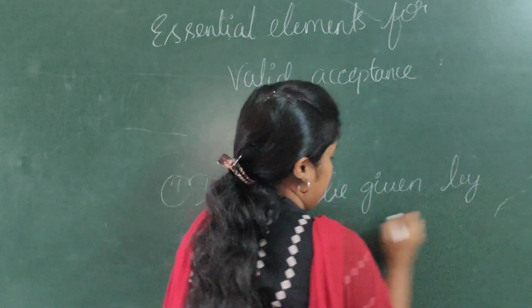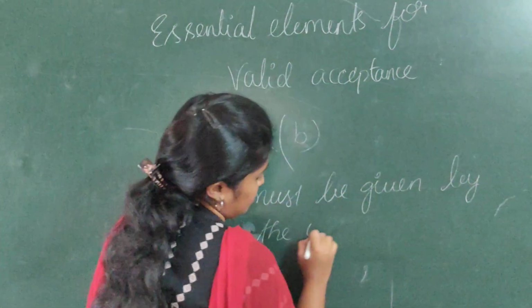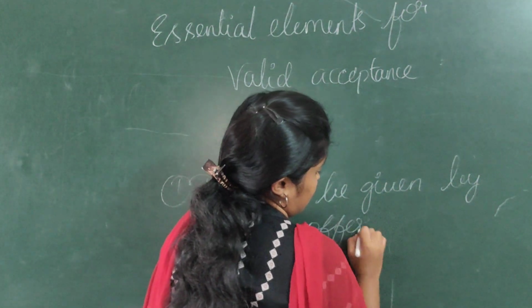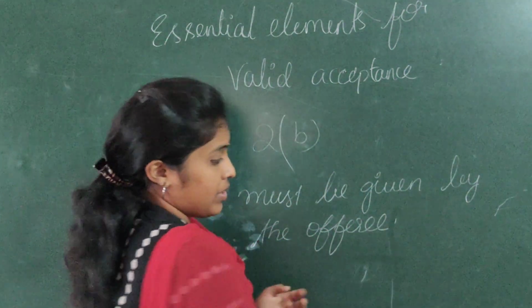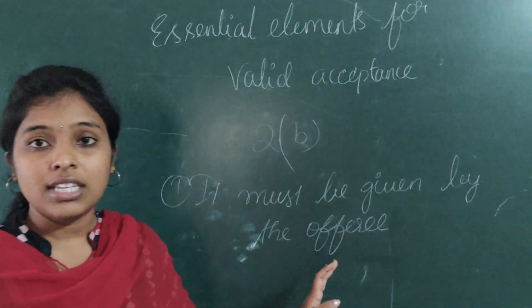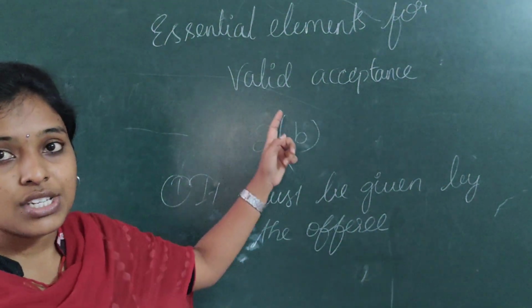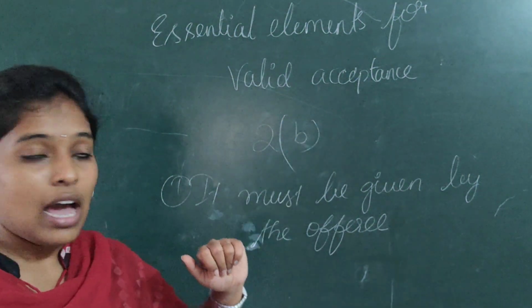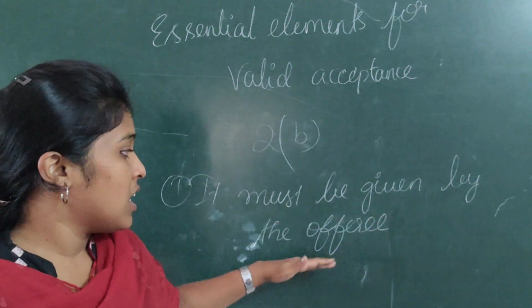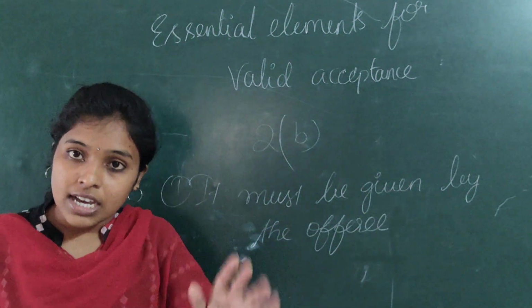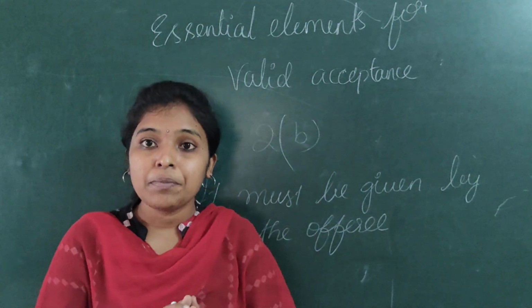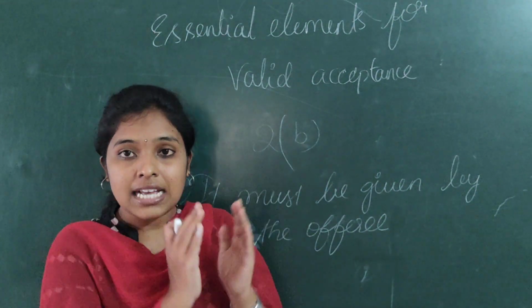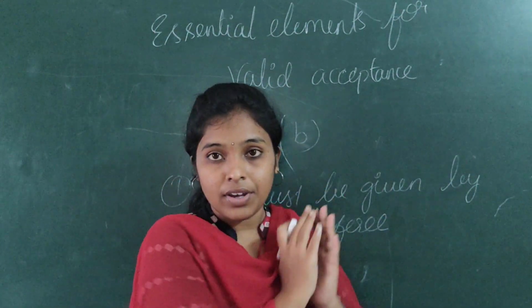The first point, an essential element for valid acceptance, is that it must be given by the offeree only. Why? Because we expect the acceptance from the offeree only.